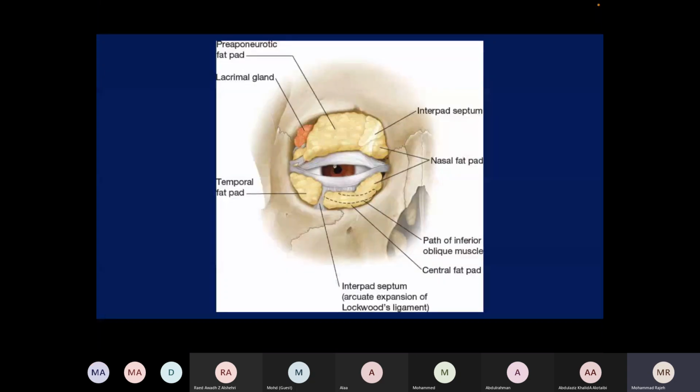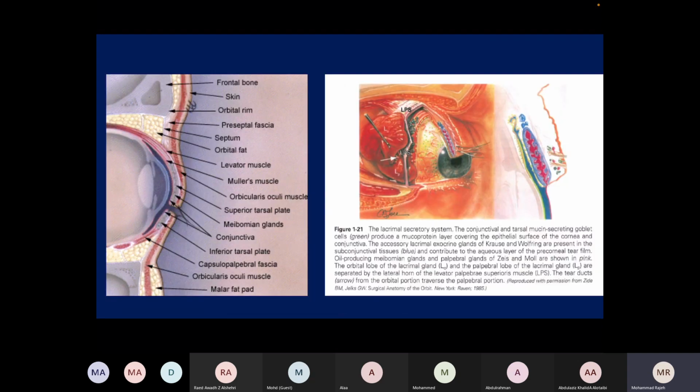So I always ask this question, and even senior residents, they don't know, they forget it or they don't revise it. So how many fat pads do we have in the upper eyelid? 2. Okay. So let's continue, Saeed. So what are they? What's the name of the middle? Okay. And what about laterally? Is there any fat pad? What is the structure seen laterally?